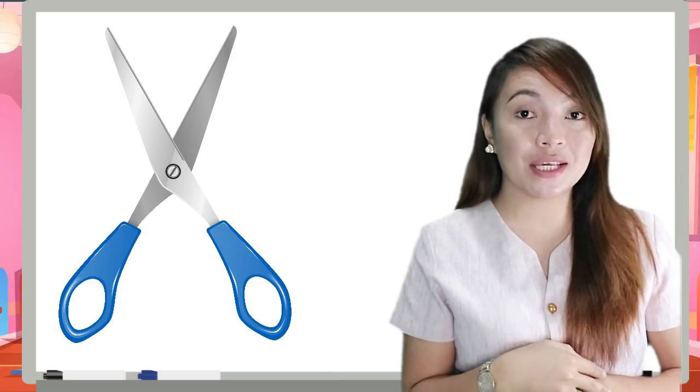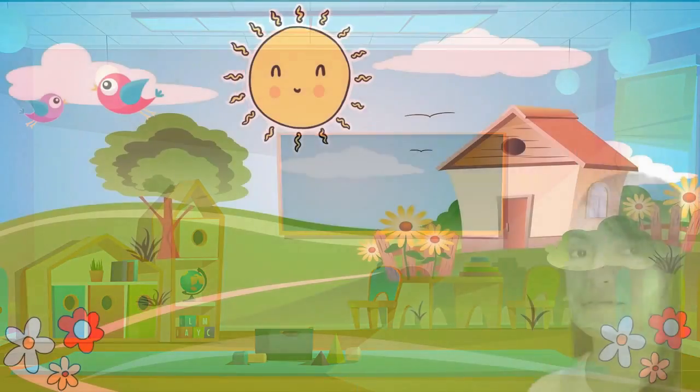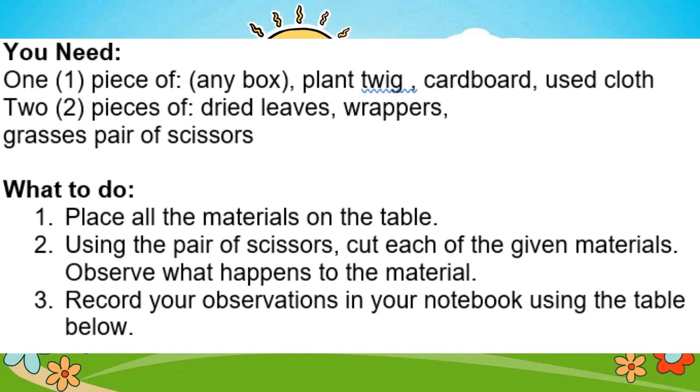Now, what you need for this activity are the following. You need 1 piece of any box, plant twig, cardboard, used cloth, 2 pieces of dried leaves, wrappers, grasses, and pairs of scissors. Now, what are you going to do?